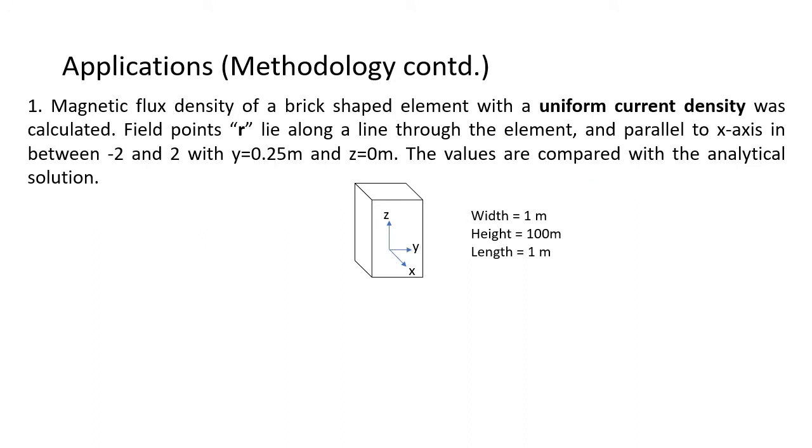The researchers have applied the GPU architecture to a few test problems to validate and show the efficiency of the method. In the first case, the magnetic flux density of a brick-shaped element with a uniform current density was obtained. The results were obtained along a line parallel to the x-axis where y equals 0.25 meters and z equals 0 meters, whereas the element was centered at the origin.